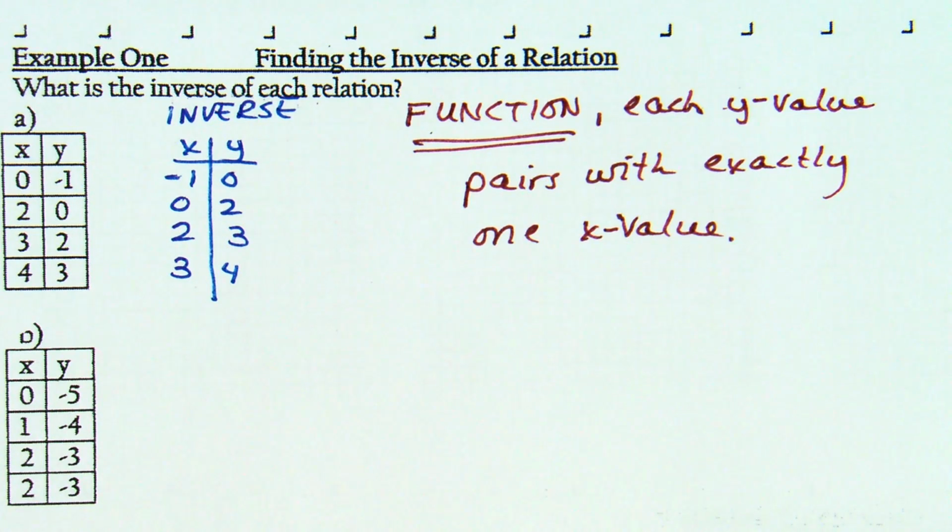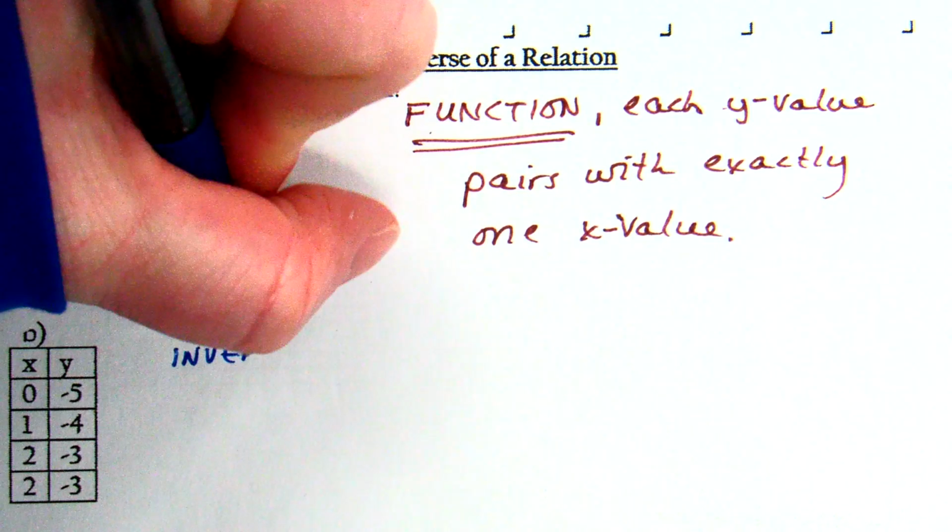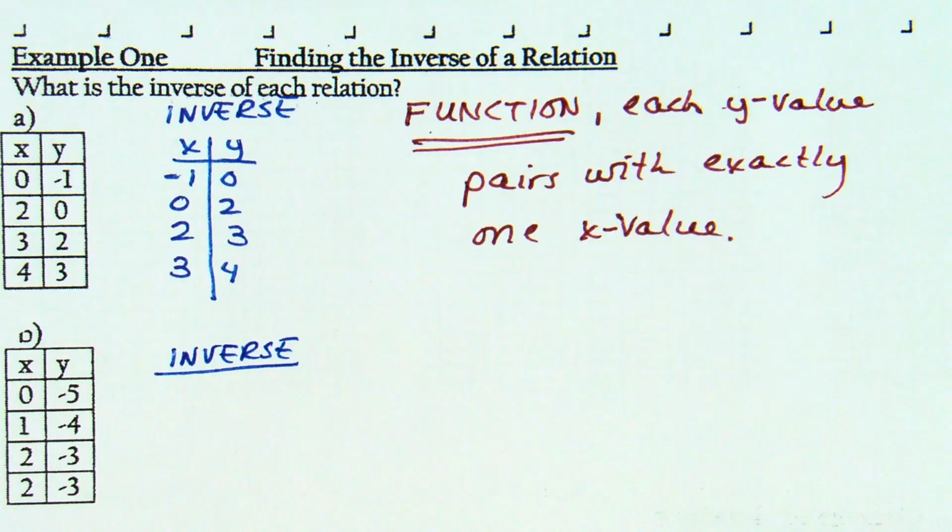B, when you're ready for it. There's an ordered pair listed, or a list of ordered pairs there. First of all, can you tell me the inverse? What's my inverse? -5, 0, -4, 1, -3, 2.